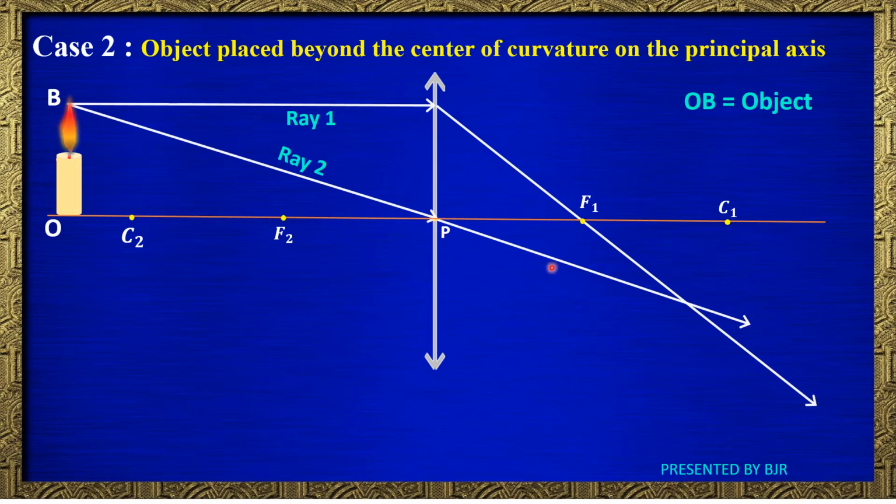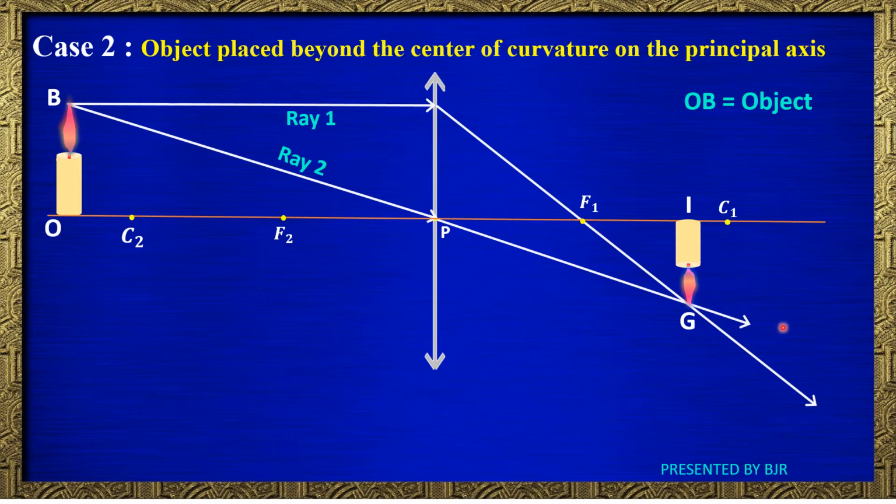These two refracted rays are crossing one another at this point here. Okay, so here the image will be formed. That's all. This is the image. So IG is the image formed. Now observe very carefully. When the object is placed beyond the center of curvature, its image will be formed on the other side of the lens between the focal point and the center of curvature. Between F and C, the image will be formed.